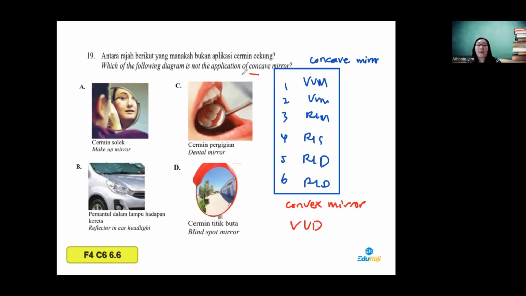So they don't want the application of concave. A dental mirror will actually have the magnified image, so it's actually not correct. The reflector in a car headlamp uses parallel rays, whereby the object is at the focus point in front of the concave mirror. But the blind spot mirror is a convex mirror, because the image that appears is always diminished. Notice or not? Because those mirrors curve outward.